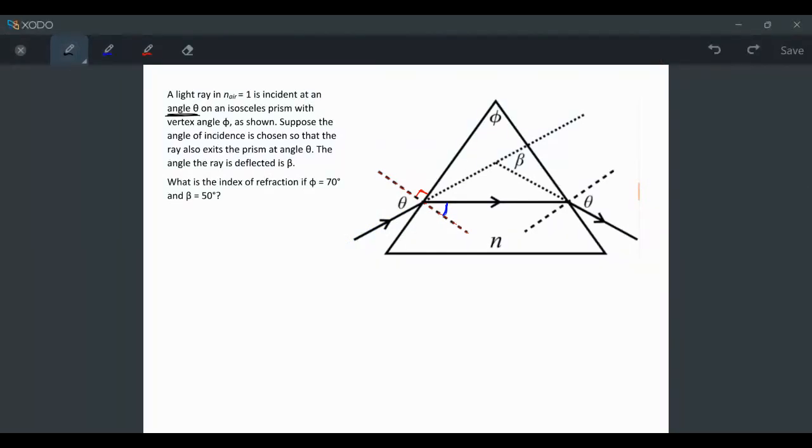Okay, back to what the question is getting at in the details here. We have this angle theta on an isosceles prism, so this is the angle the light is incident at. Remember that isosceles might mean something in terms of the number of sides that are equal, and the number of angles that are equal. It has a vertex angle of phi, which is labeled up here. The angle of incidence is chosen so that the ray also exits at the same angle, so we have the same theta on the left side.